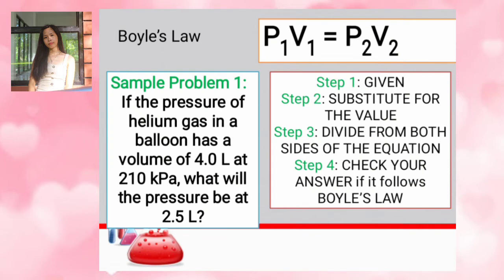This is an example of Boyle's law. If helium gas has a volume of 4 liters at 200 kPa, what will the pressure be at 2.5 liters? This is the equation P1V1 equals P2V2. First step is kukunin natin yung given. The second step is substitute the values. Step 3 is divide from both sides of the equation. The last step is check your answer if it follows Boyle's law.